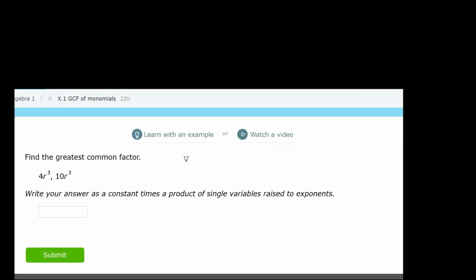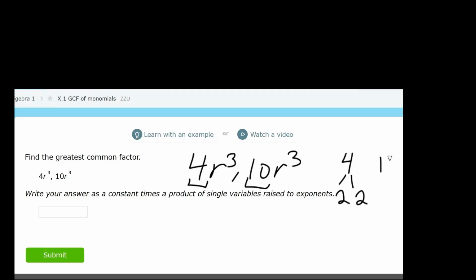Here's another problem. This time we have 4r to the third power and 10r to the third power. Again, we're going to look at the number component first. So 4 and 10 in this case. 4 can be broken down into 2 times 2. 10 can be broken down into 5 times 2. Now let's identify our common factors. It's just 2 in this case. Our common factor is 2, which also happens to be our greatest common factor. So between 4 and 10, our greatest common factor is 2.